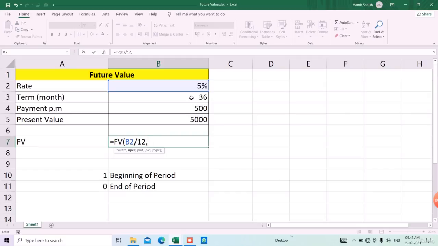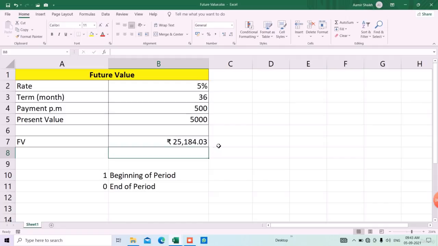Then I have the months, that is the number of installments, minus, then I'll write this is minus because that's an expense, and this also in minus, and I'll write 0 as the end of the period. So if you can see in the pop-up, 0 means end of the period. So when we are making the payment will also change because the interest will be calculated accordingly. So 0 means end of the period payments, right? So I'll write 0 first and I'll see. So this is the future value.